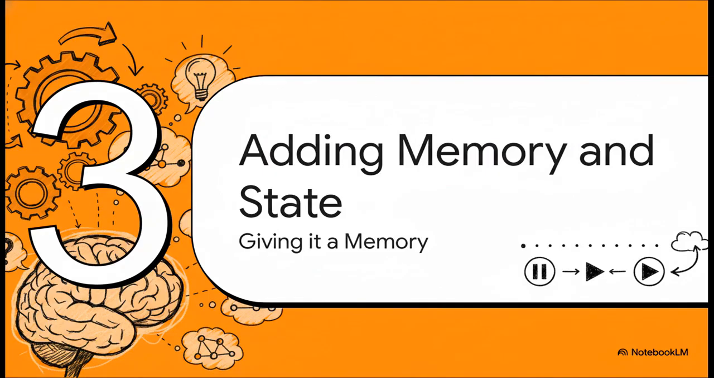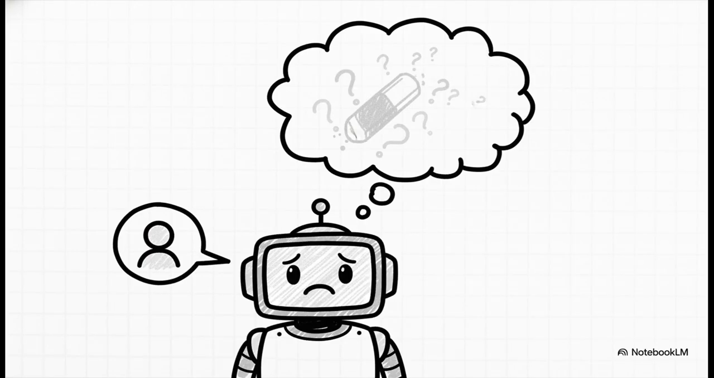Okay, Chapter 3, adding memory and state. This whole pause and resume thing is fantastic, right? But it immediately creates a new problem for us. If an agent is going to pause a task and come back to it later, well, it has to have a memory. It needs to be able to remember what it was even doing in the first place. And that's the core problem with the basic agent we built back in Chapter 1. It's stateless, which is just a fancy way of saying it has amnesia. Every single time you talk to it, it's like you're meeting for the first time.